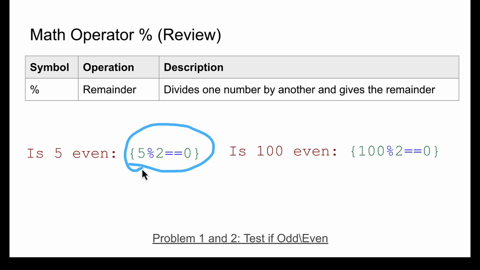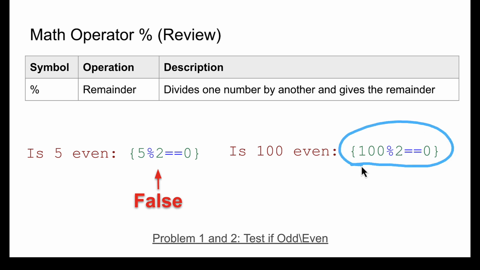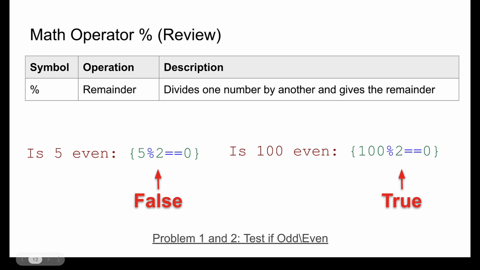So clearly, if we divide an odd number and there is a remainder, that is going to yield a value of false. And when we are dividing an even number, the remainder is going to be a 0, so we're going to yield a value of true. Now let's take a look at what the coding is going to be for problems 1 and 2.